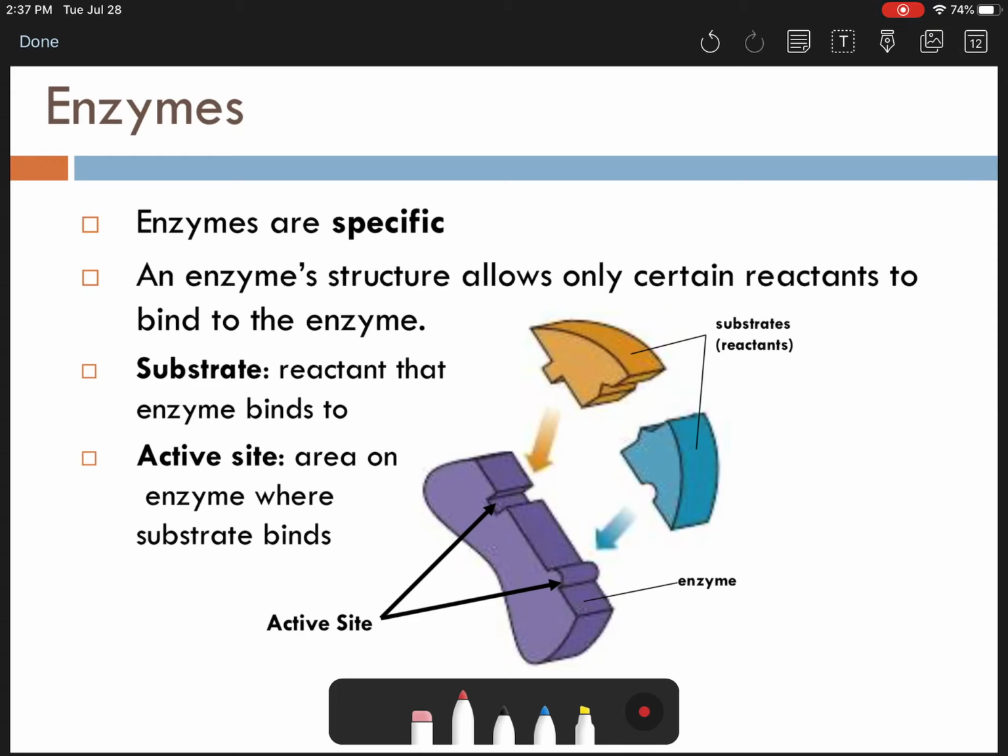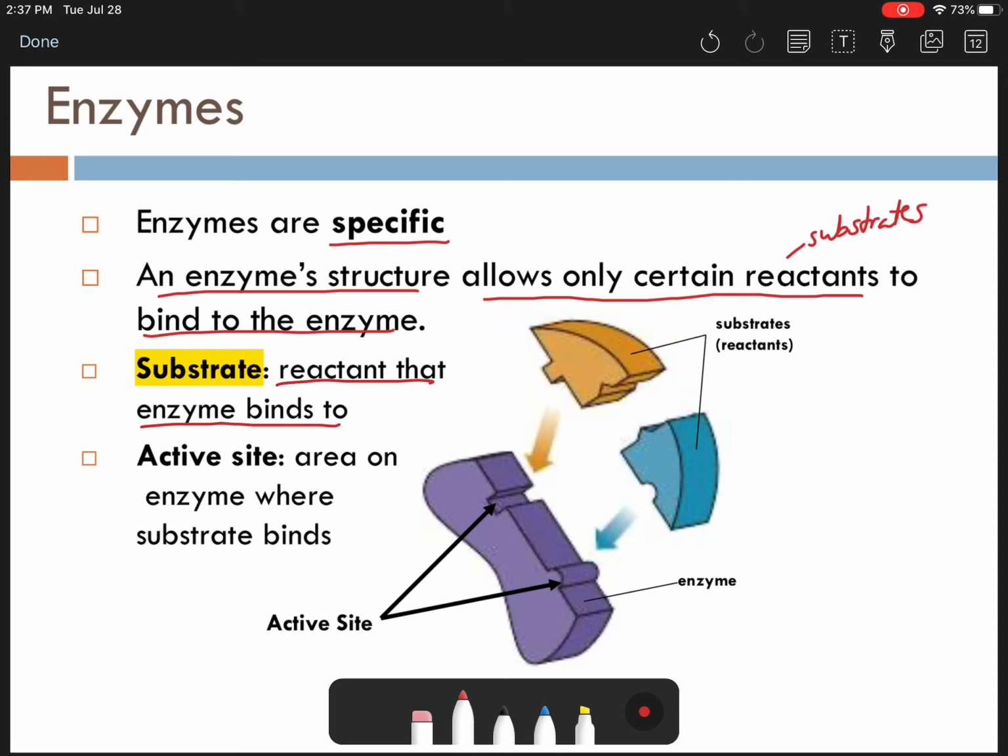So let's see how enzymes work. Enzymes are very specific. Each enzyme structure allows only certain reactants or substrates to bind to the enzyme. A substrate is any reactant that the enzyme binds to. And your active site is the area on the enzyme where the substrate binds.